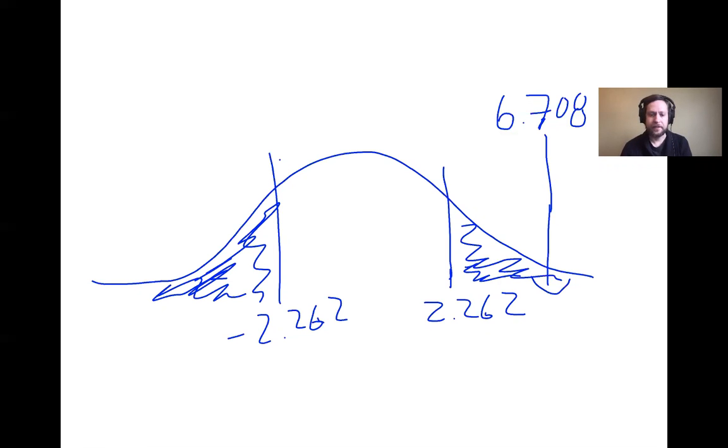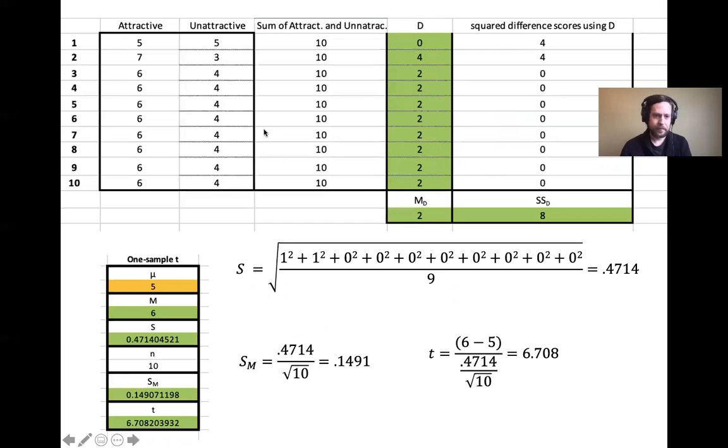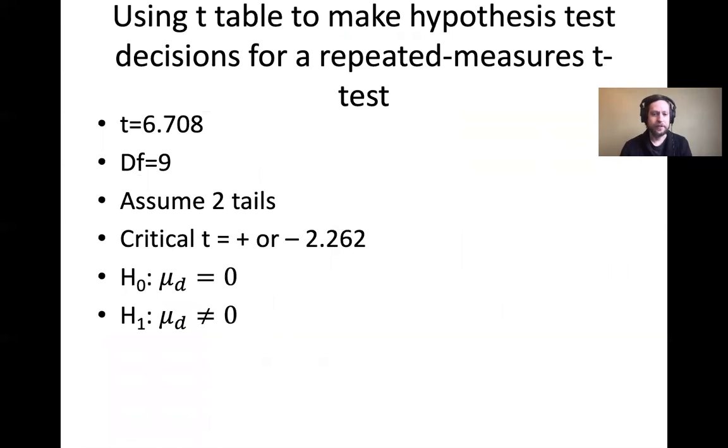This is a strong effect. We would reject the null hypothesis. So going back to our data, this shows that there's a strong effect such that the infants spend more time looking at the attractive face than the unattractive face, and it's strongly significant because our T is in the critical region. 6.708 is greater than our critical T of 2.262. So that's using the T table to look up a critical T value. Any questions or comments about that procedure?